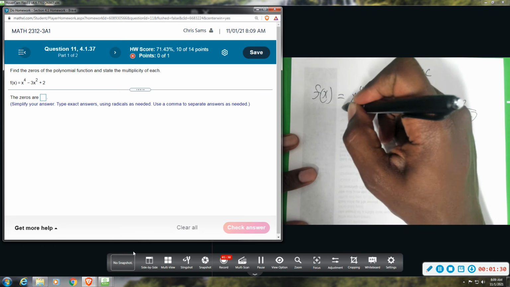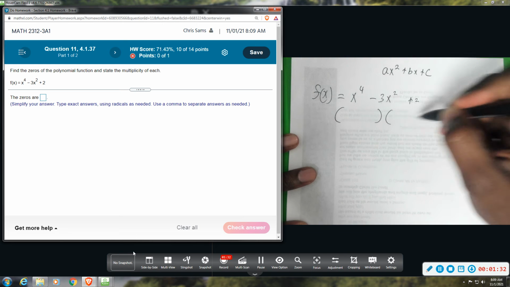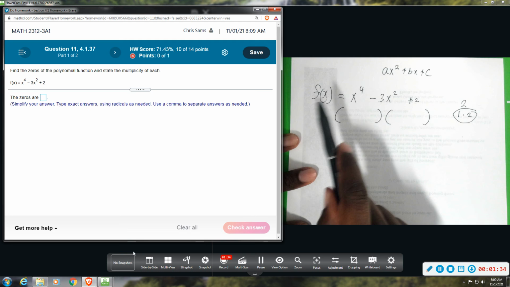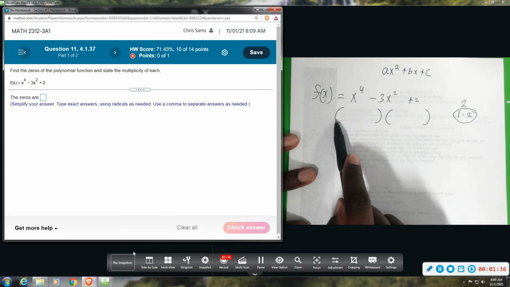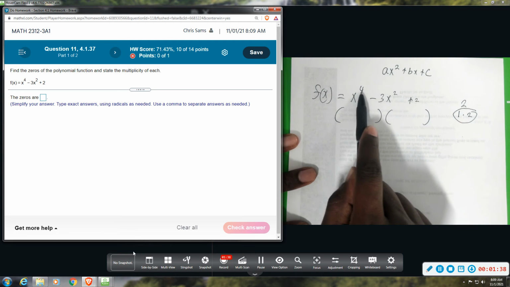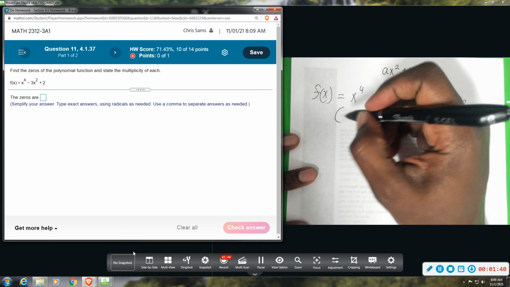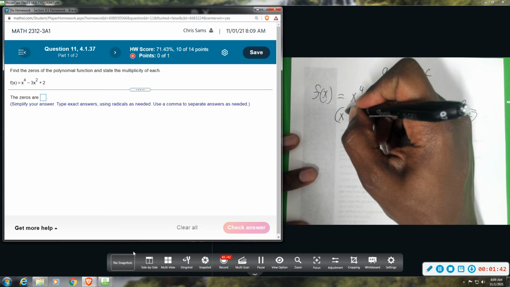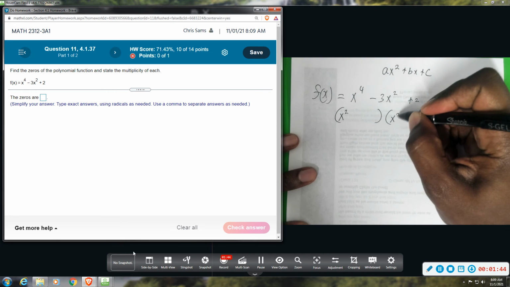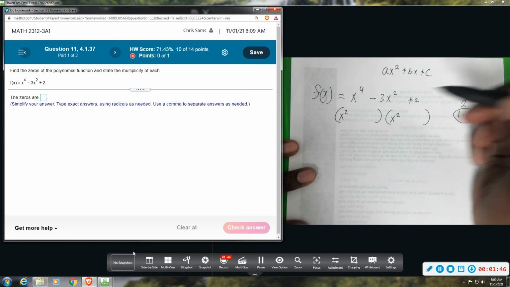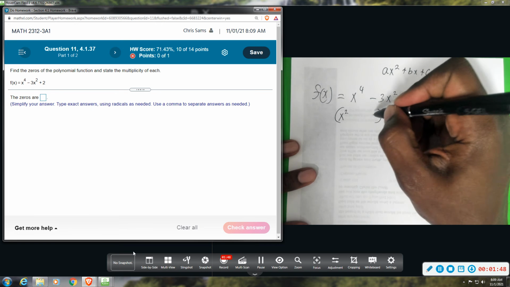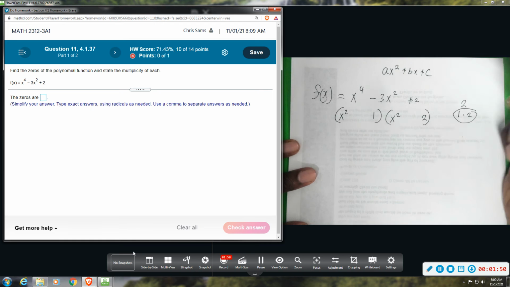So in the factoring process, we're going to do our two sets of parentheses. And the difference is, instead of just putting a single x in each of them, we're going to separate the x to the 4 evenly. So we'll have x squared here and an x squared here. And then we will add the two numbers we found, 1 and 2, at the back.